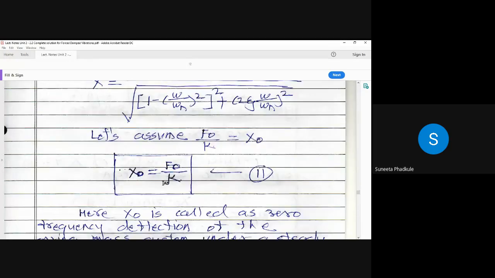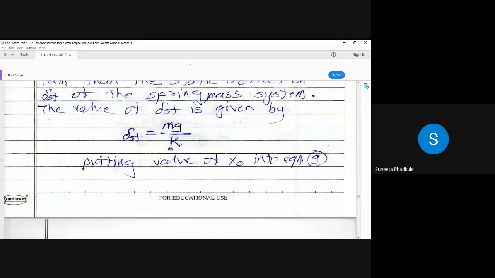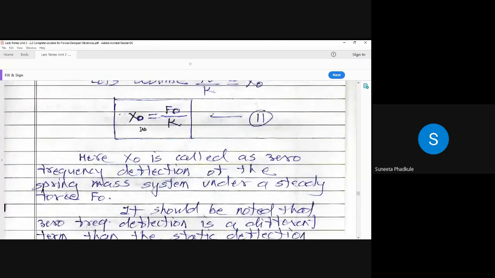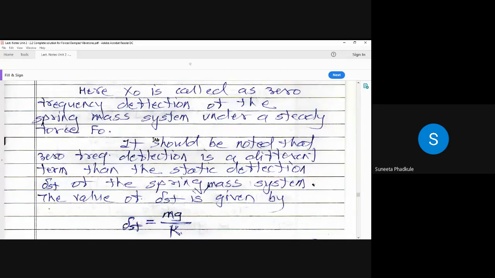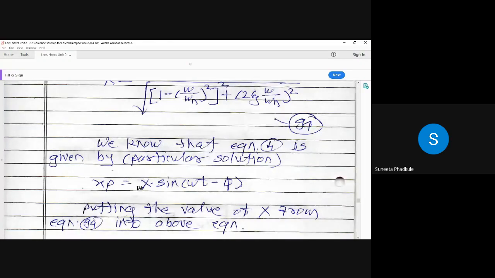Okay, so X0 is called the zero frequency deflection, and here delta ST is the static deflection, which we don't want here. I'm just comparing that the static deflection of the spring is completely different from the zero frequency deflection. Zero frequency deflection is F0 upon k, and static deflection is mg upon k. Okay, so this is the final solution.